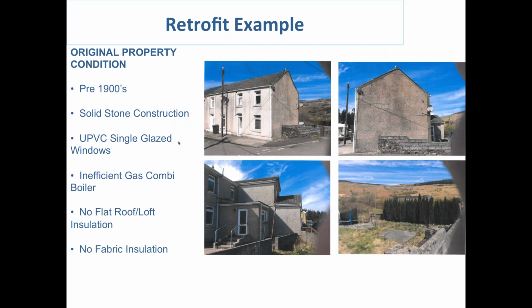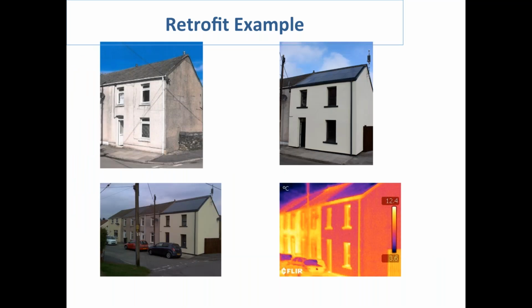It might be worthwhile just to look at one or two of these projects in more detail. This was the first retrofit we did of this program. It was a pre-1900s solid wall construction house. It had single glazing, an inefficient gas boiler, no insulation on the annex flat roof, and no fabric insulation at all. It was located in quite an exposed area in South Wales at the end of a terrace. In fact, this house was unoccupied at this time. It was owned by a housing association, and they couldn't find a tenant for it because of the condition it was in. So this was the improvement.